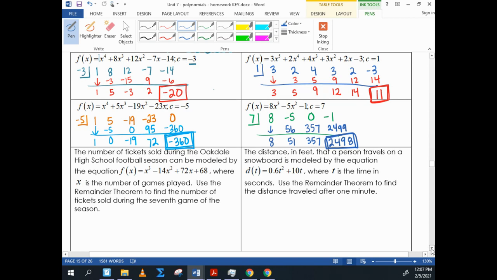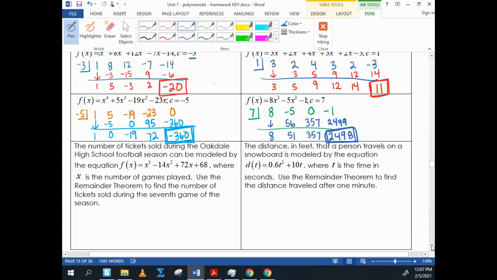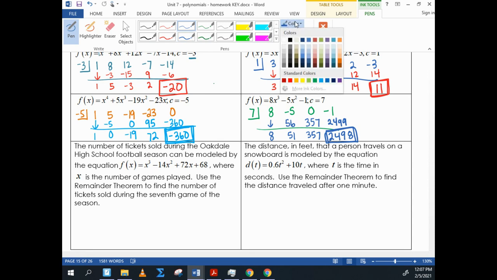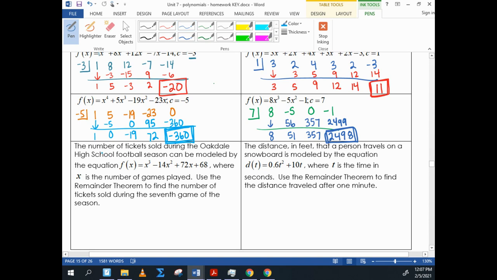All right, they just want a few word problems to make sure you understand all of what you're doing here. So let's do these. They're easier than the others, I believe. The number of tickets sold during the Oakdale High School football season is modeled by this equation. So there's your polynomial. X, they're telling you, is the number of games that they've played. So we're trying to use the remainder theorem to find the number of tickets sold during the 7th game. So what they're asking us to do is really f of 7. They're trying to get us to evaluate the tickets sold for our 7th game.